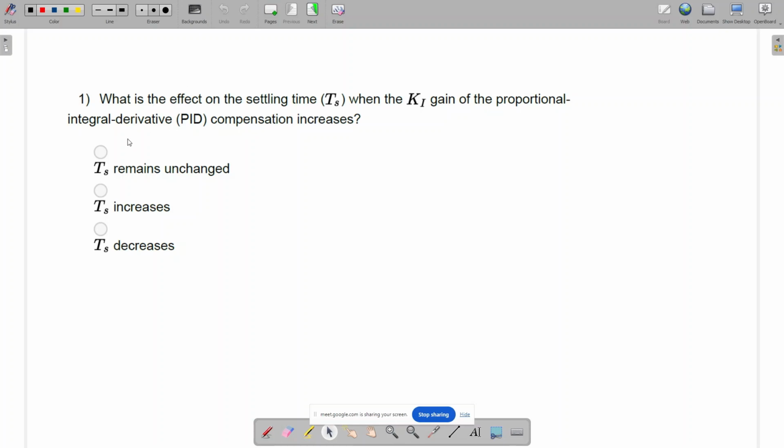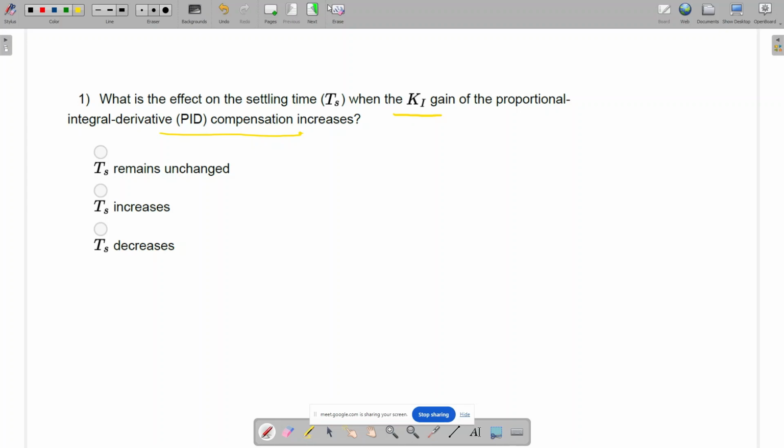This is the first question: what is the effect on the settling time of a system when we are increasing the integral gain of the PID controller? So what should be the answer for this? Do you remember? What will be the answer? Any guess? It should be increase or decrease of settling time.